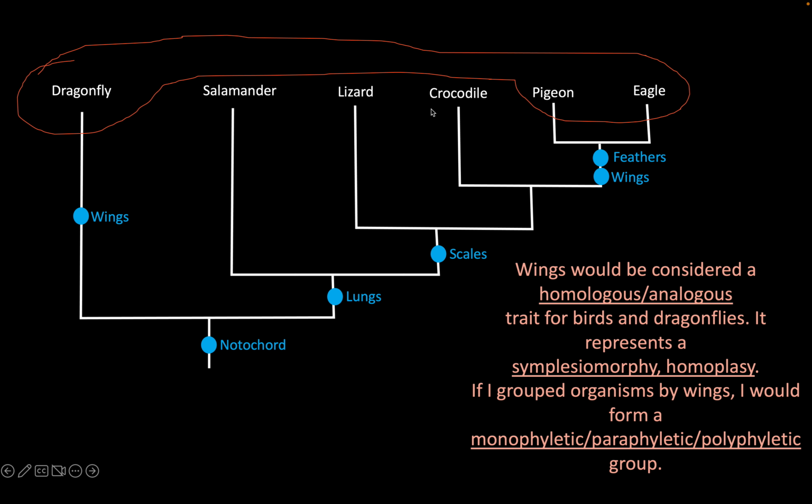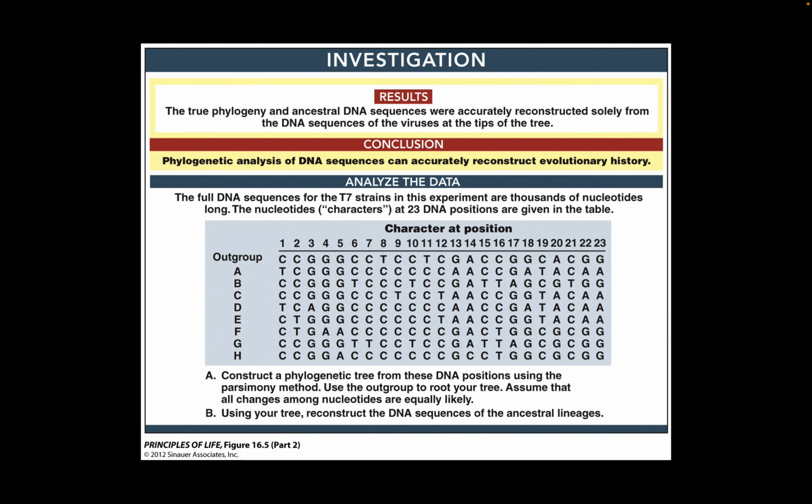Okay, here's another one. Go ahead and pause for a minute. Okay, so if we group by wings, in this case, if we include dragonflies in our group, then this is an analogy, right? These are convergents. So it represents a homoplasy, and it would make this weird polyphyletic group. Okay, and then we practice doing this tree. I've posted another video for doing this tree. Oh, and actually, we didn't do this until next class, and I've got this recorded. So I'll stop there.